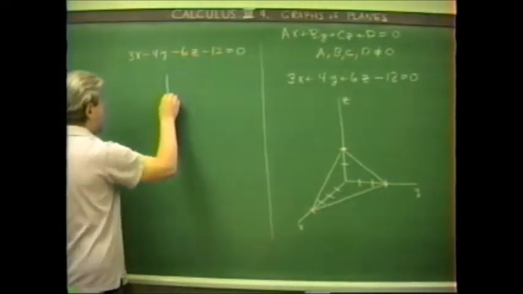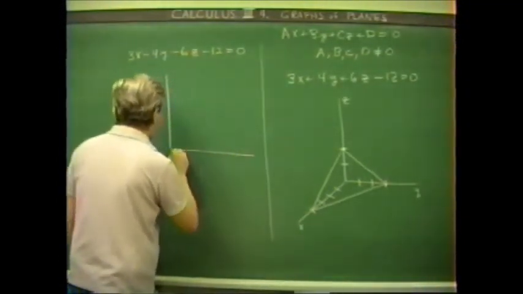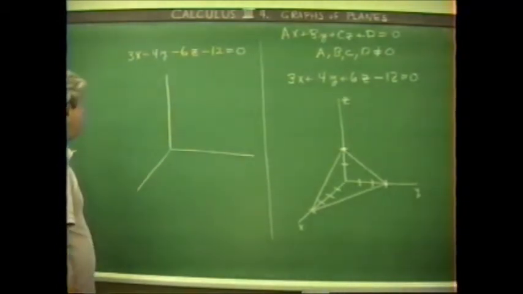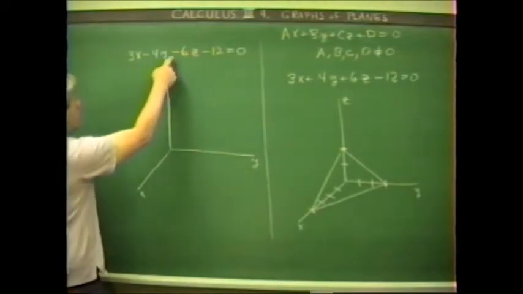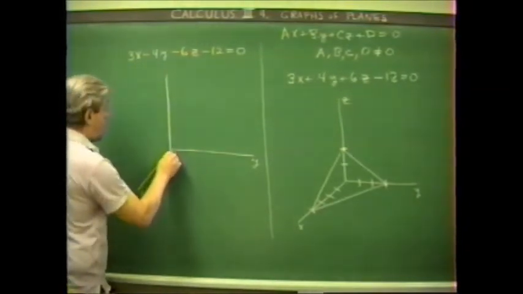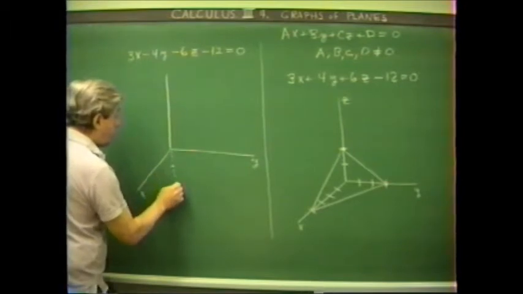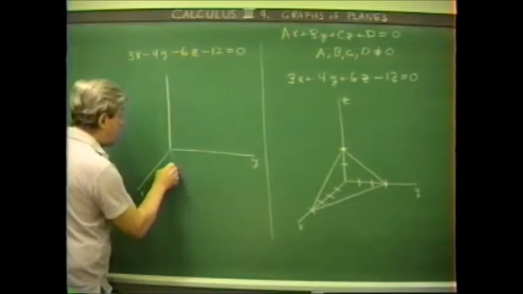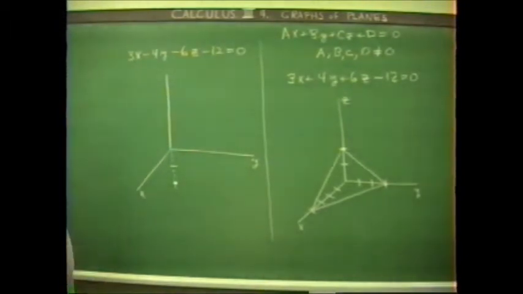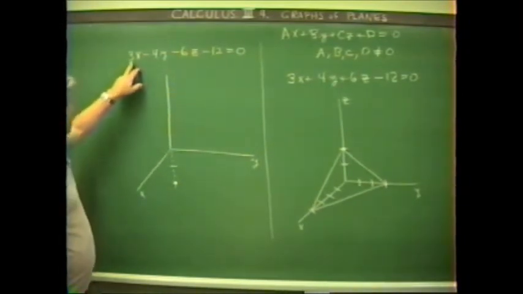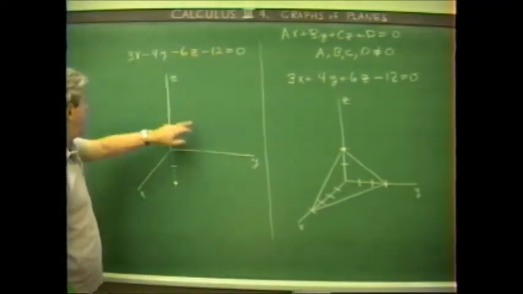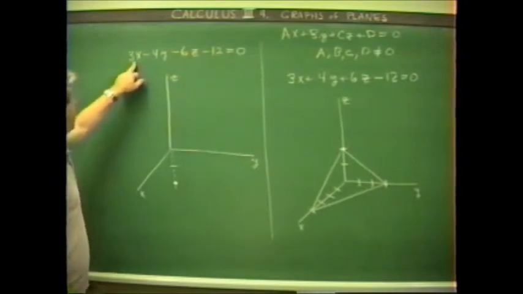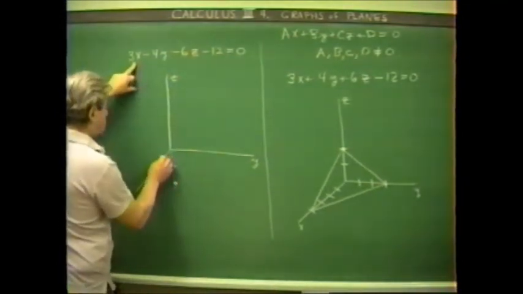Then, what have we got here? Well, when x and y are both equal to 0, z is equal to minus 2. So this is a point on the plane. When z and y are equal to 0, x is equal to 4. So here's a point on the plane.